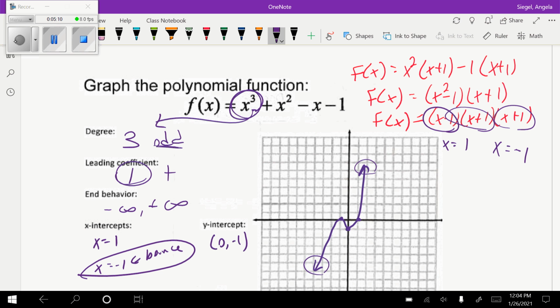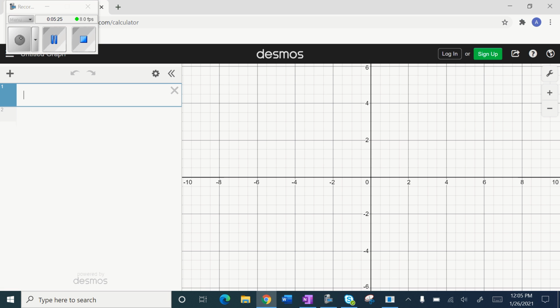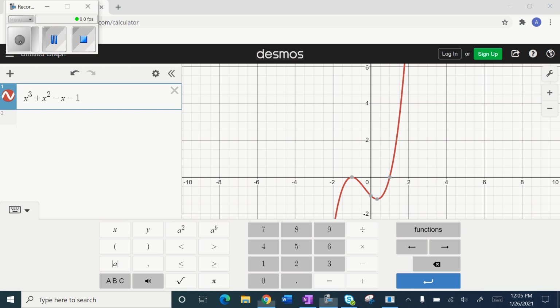So what if I couldn't factor this? What if it were 4 terms and I couldn't simplify it? So we're going to talk about Desmos and how it can help you. So this is just desmos.com. I'm going to click on the graphing calculator and I'm going to put in that function that we just had.